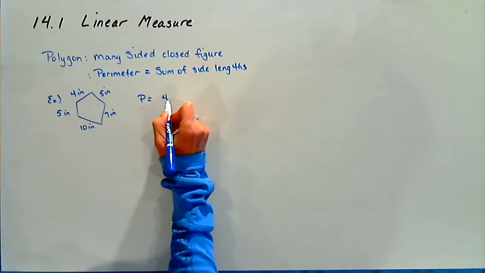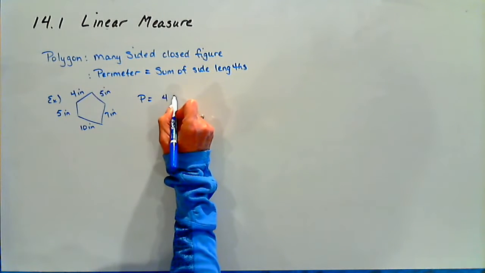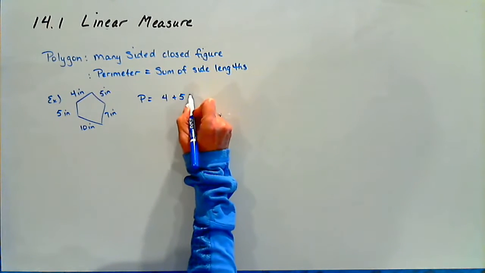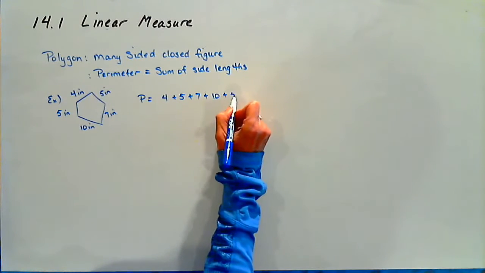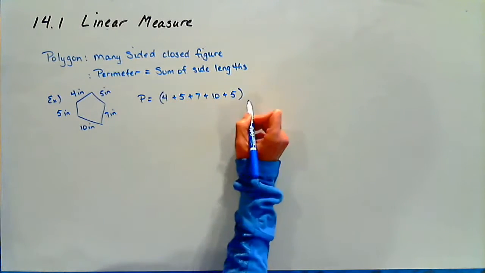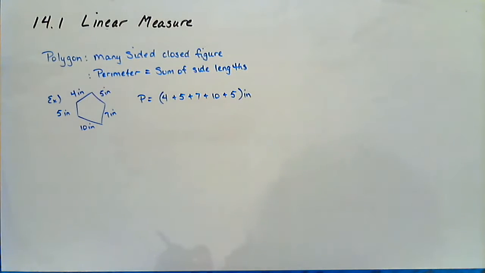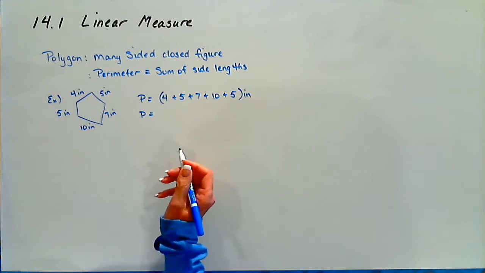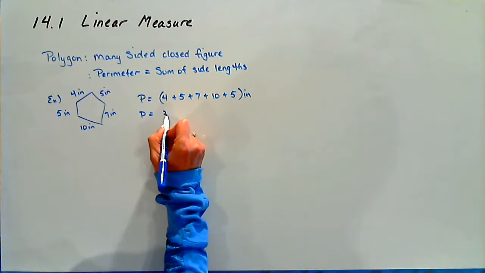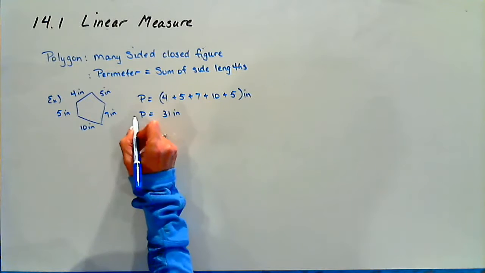So you'll notice we have 4 inches plus 5 inches, 7 inches, 10 inches, and 5 inches. Since they're all the same unit of measure, I can call them inches. If they're not the same unit, then we would have to convert, like we just did in the previous examples. So if I add these all up, I believe it looks like 31 inches. And we're finished.